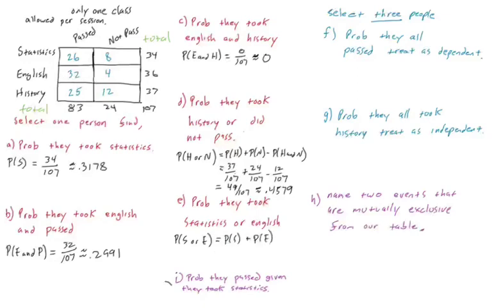And for the or case, we always have the formula here. And so probability they took statistics is going to be this group right here. Probability they took English is going to be this group right here. So we're going to end up with 34 and then 36 in this case. And notice there's not an overlap between those two. So we're going to have 36 out of 107. And notice I did not have to do this other portion here of subtraction because there is no overlap.